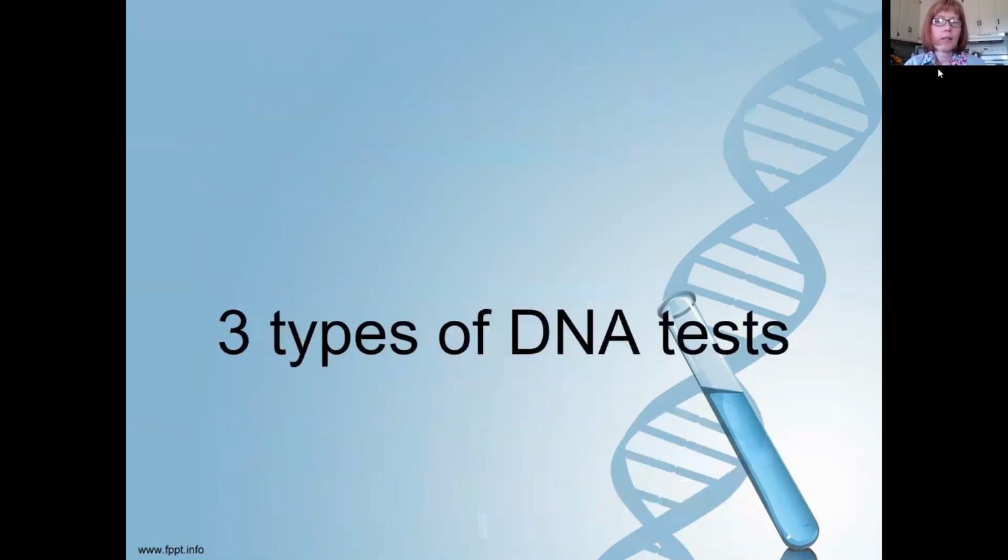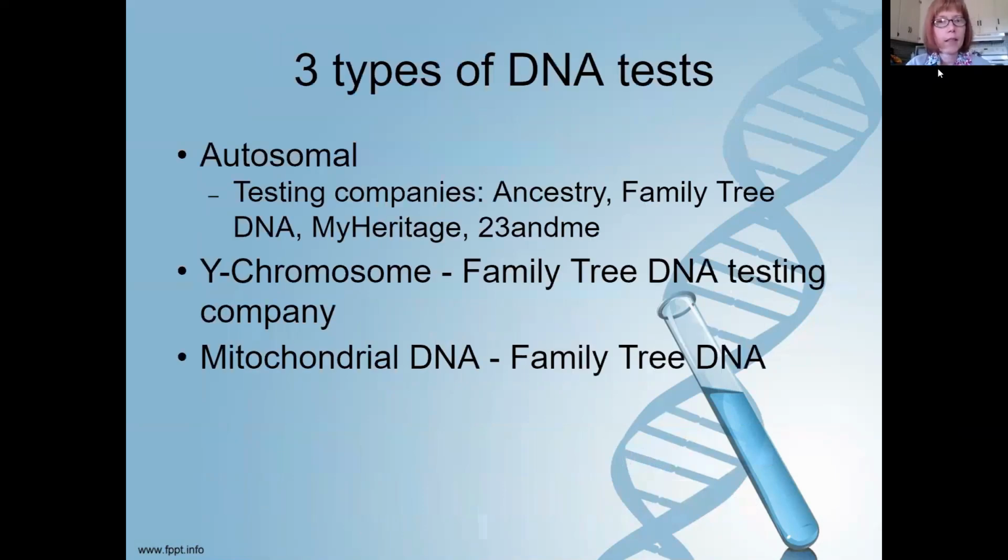Okay, now there's 3 types of DNA tests that are available right now, and they are as follows. The autosomal DNA test, and this is the one that is advertised on TV a lot and people hear about. It's offered by 4 reputable testing companies, and those are Ancestry, Family Tree DNA, MyHeritage, and 23andMe.